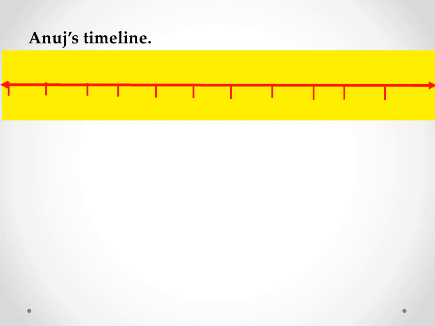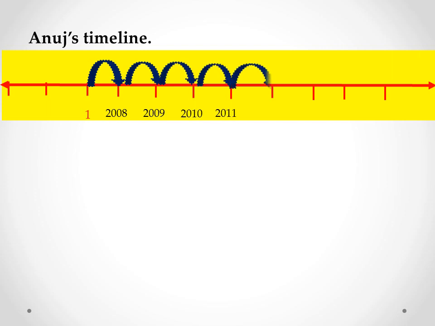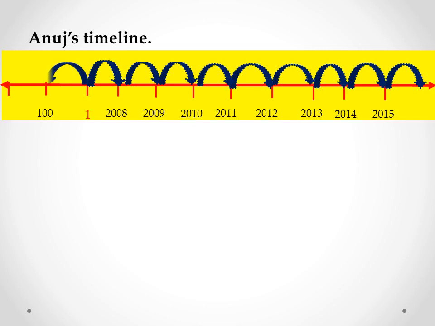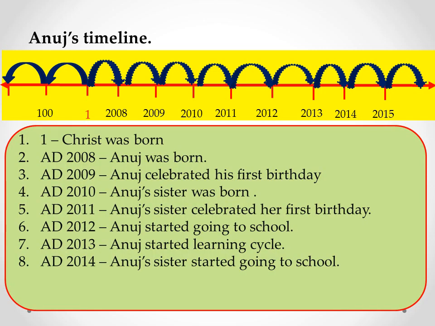Let us study Anuj's timeline. In AD 2008, Anuj was born. Then in AD 2009, Anuj celebrated his first birthday. Then in 2010, his sister was born. In 2011, his sister celebrated her first birthday. Then in the year 2012, Anuj started going to school. In 2013, Anuj started learning cycling. And in 2014, Anuj's sister started going to school. So children, I'm sure you might have noticed all the dates are counted forward in AD.